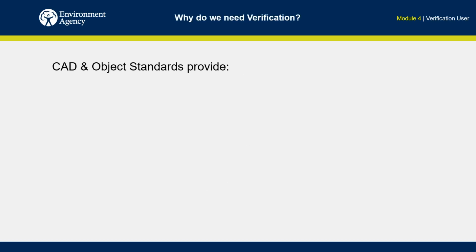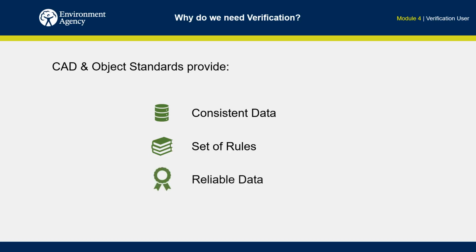The CAD and object standards are designed to make graphical deliverables produced by Environment Agency projects more consistent. To make sure that this happens, we need to check that all the deliverables we receive do in fact comply with the rules set out in the standards, to make sure it is reliable when used in the future.